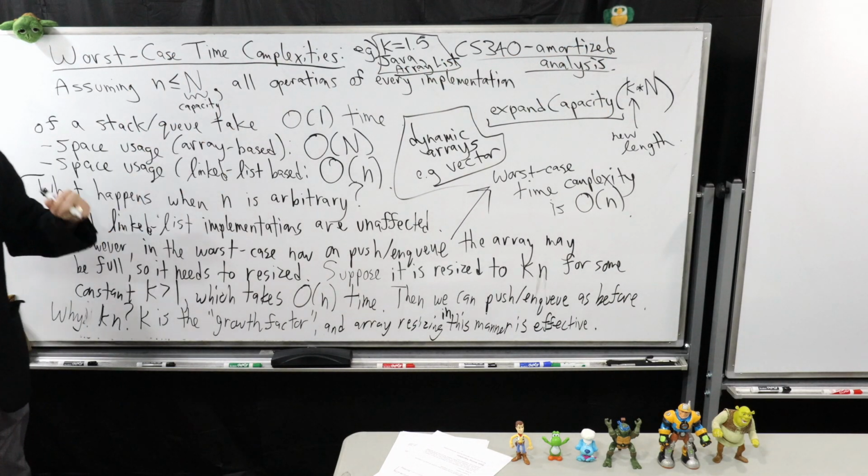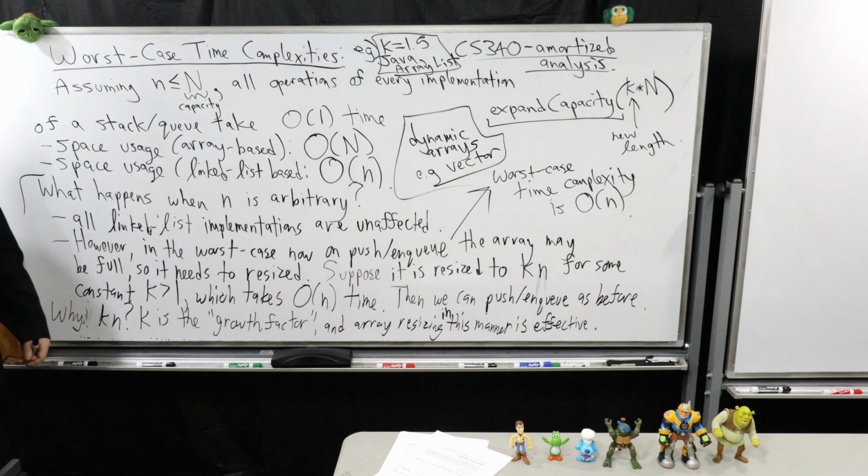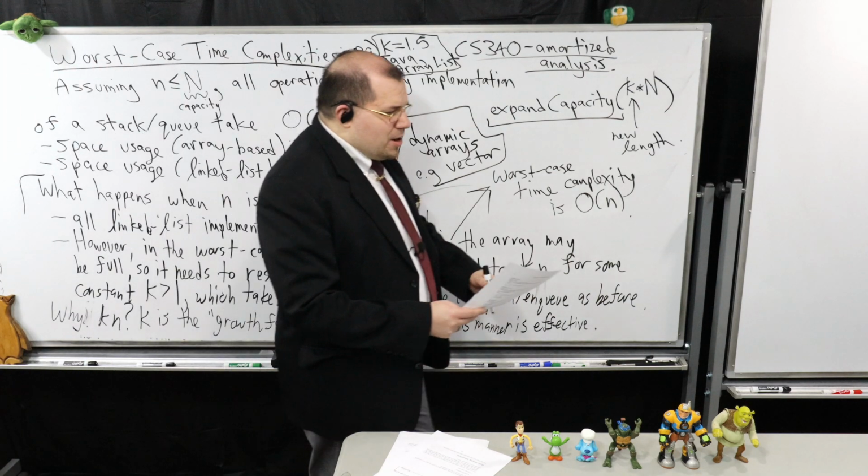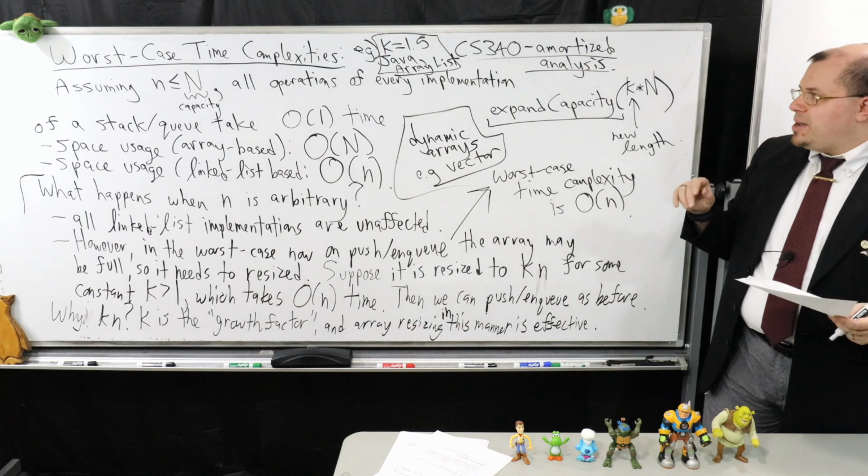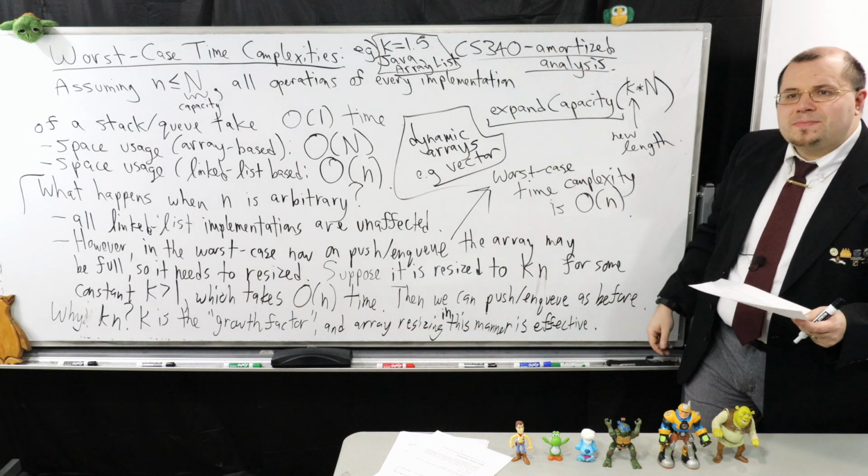See, boom, boom, boom. I talked about stacks, queues, and I also mentioned something about vectors. Isn't that cool? But yeah, no. So are there any questions about worst case time complexity for our stacks and queues?